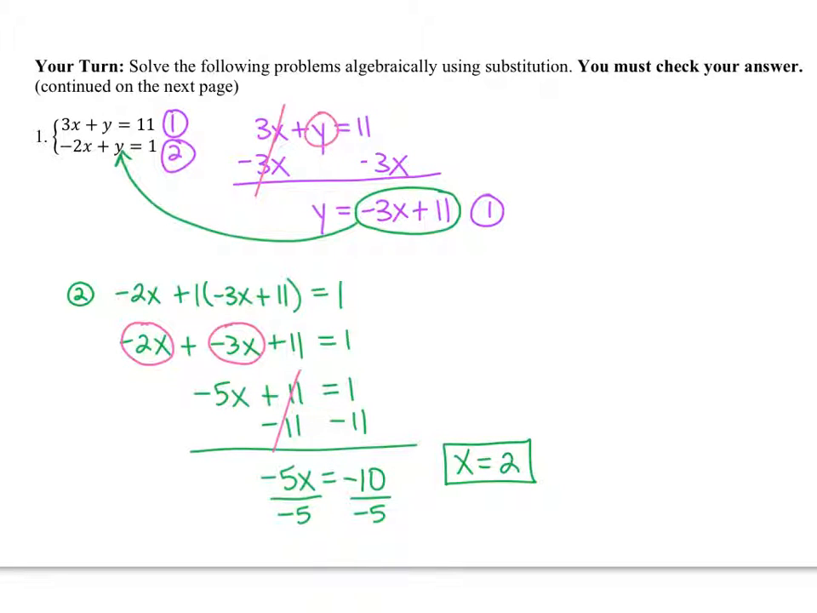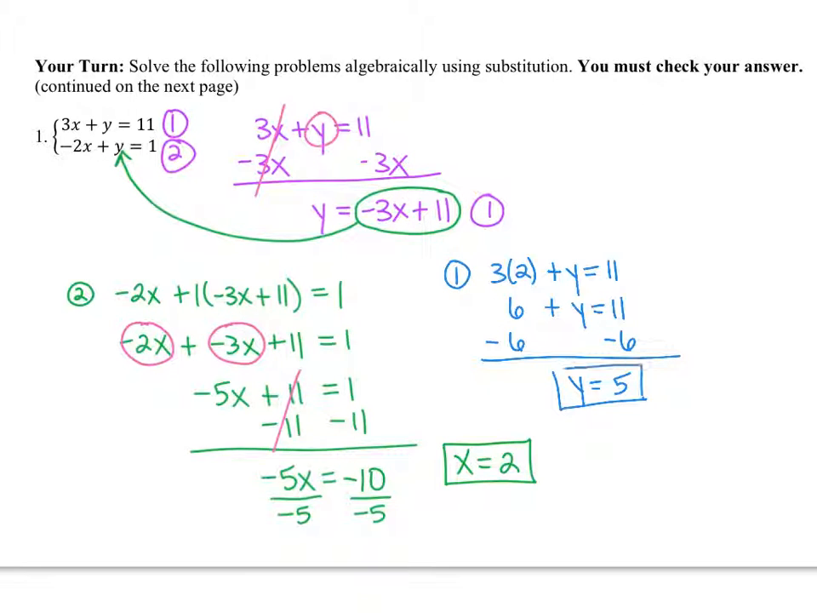So let's use the first equation. We have 3, and instead of x we're going to put 2 because we know that x is equal to 2, plus y is equal to 11. And now we just have to finish solving. So 3 times 2 is 6. 6 plus y is equal to 11. Then we subtract 6 from both sides and we get y is equal to 5. So box that up. Now I have that x is equal to 2 and y is equal to 5.